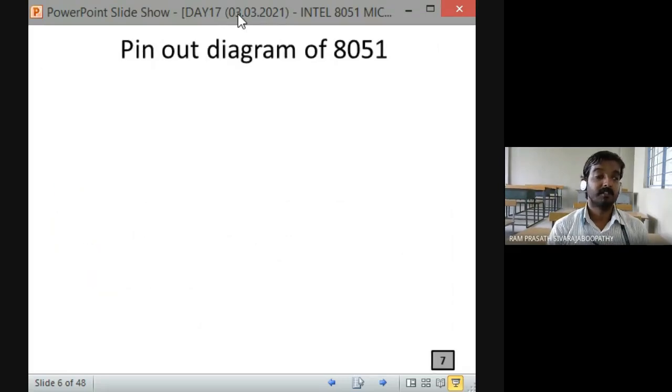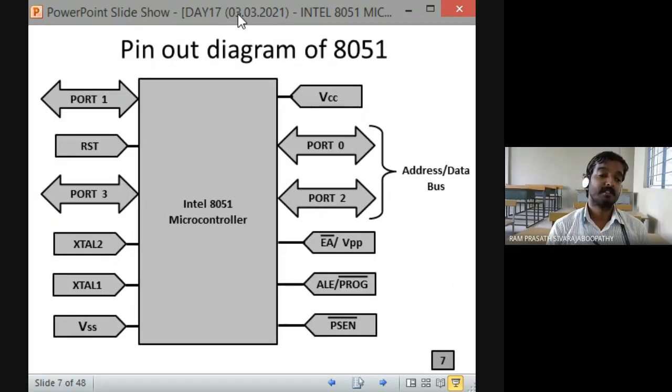Yes, fine. Now coming to this is the pin out diagram of 8051 microcontroller, correct? So here you can see port 1, port 2, port 0, port 1, port 2, port 3. Totally it occupies 32 pins, correct? What about the remaining pins? Shall we go with it?